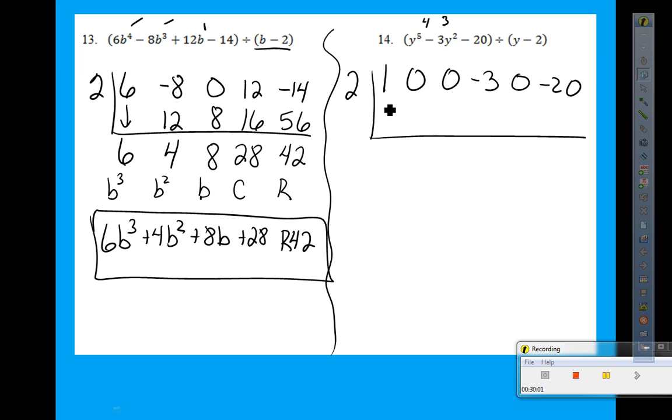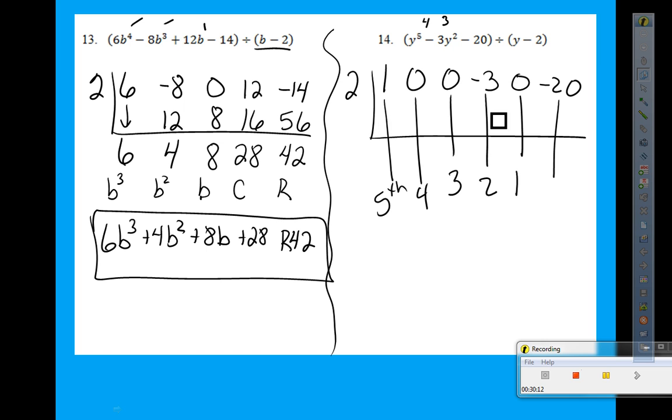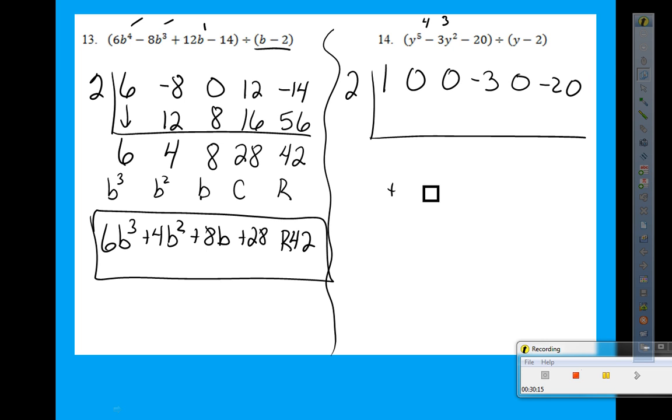So real fast, this represents the 5th, the fourth, the third, the squared, the first, the constant. Let me get rid of those and we can do the math now. The synthetic division part's the easy part. Drop the 1. 2 times 1 is 2. Add them up and get a 2. 2 times 2 is 4. Add them up and get a 4. 2 times 4 is 8. Add them up and get a 5.